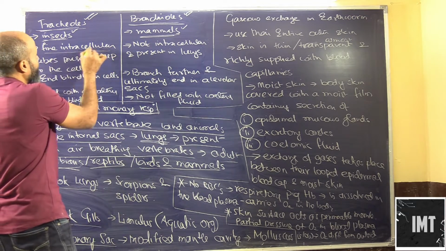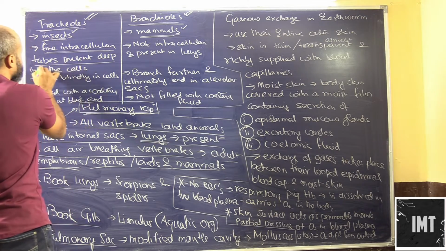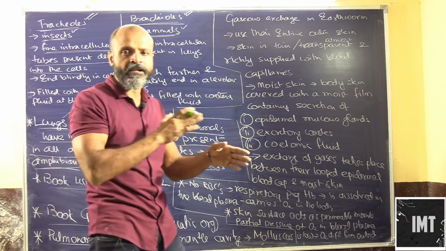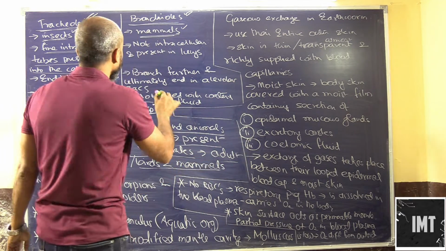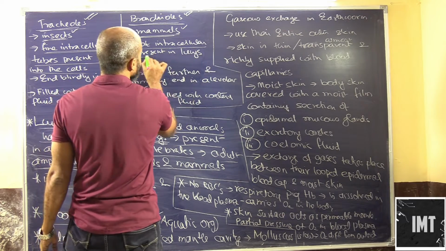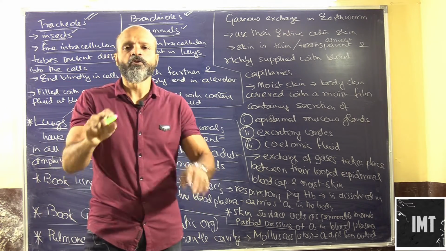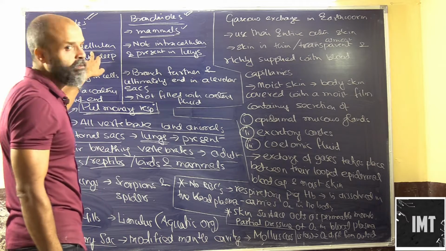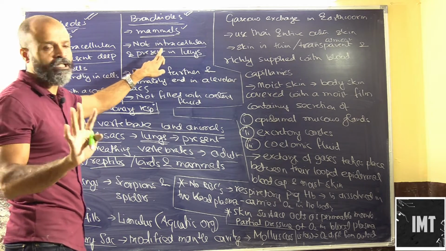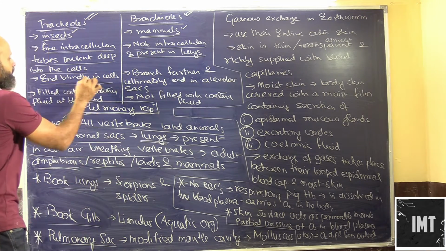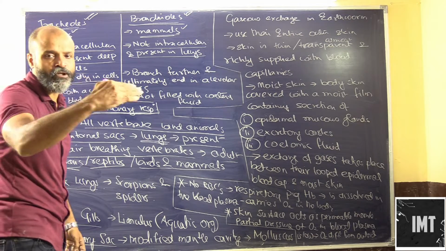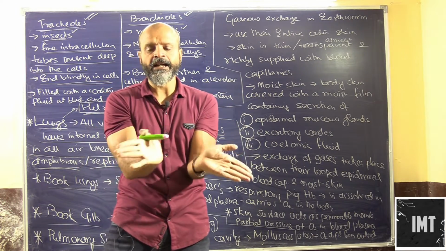There are fine intracellular tubes present deep into the cells in tracheoles, whereas bronchioles are present in the lungs itself. So the distribution of tracheoles is throughout the body, while the distribution of bronchioles is only till the lungs. These tubular structures end blindly in the cells.